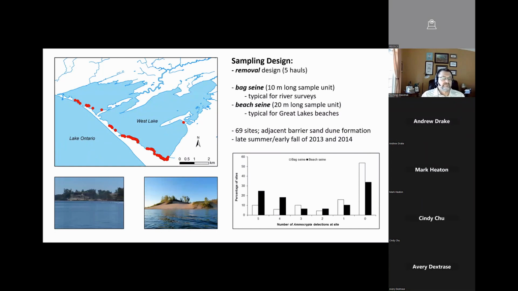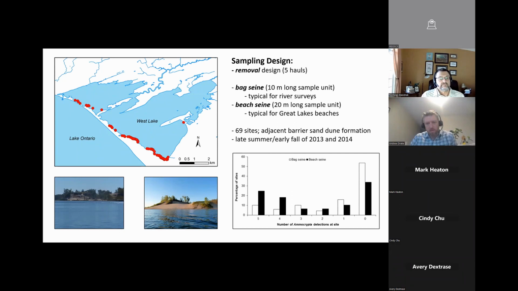So in terms of how did we design this work? How did we do this work? So we used a removal design. So again, a replicated sampling design, 5 repeat hauls over the same transect to provide us with our detection history information, which was essential for occupancy modeling. We used a bag seine 10 meters in length, which is a typical gear for river surveys, and this is about a typical amount of habitat that's sampled for rivers for eastern sand darter. And then we also used the beach seine, which we had been using for channel darter surveys in Lake Erie.